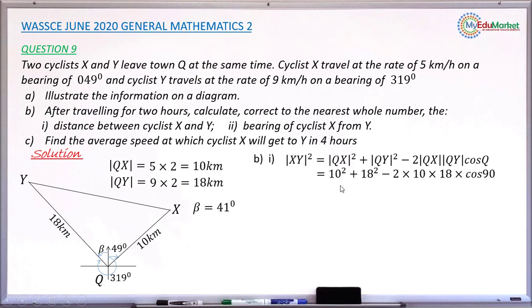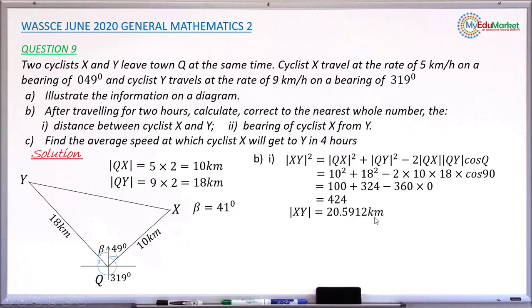So 10 squared gives answer 100. 18 squared gives answer 324, and 2 times 10 times 18 times the value of cos 90, which is 0. We now have 360 multiplied by 0. So adding and subtracting correctly gives answer 424. This is the distance XY squared. So to get XY, I will now take the square root of both sides. So XY will now be equal to the square root of 424.